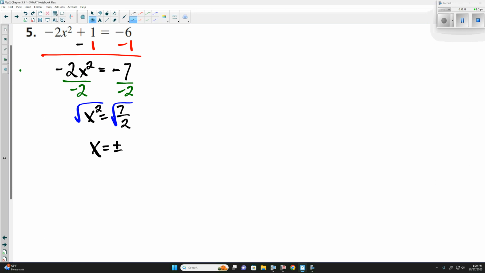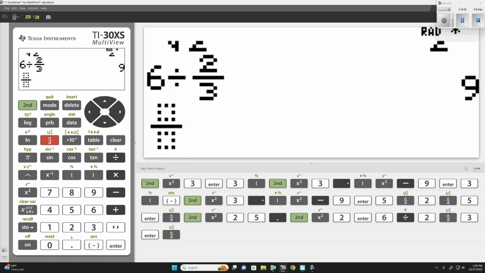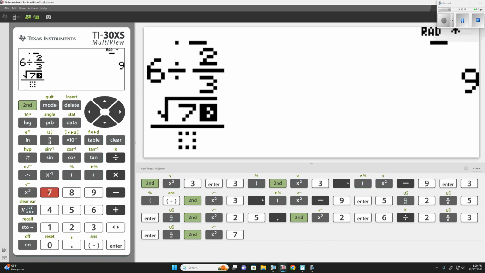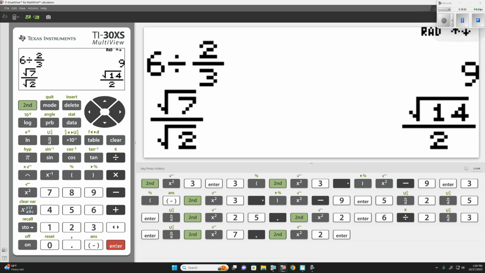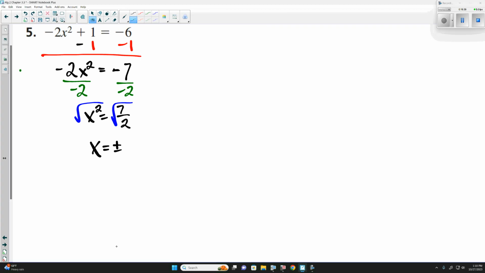It's been a while since y'all have had to rationalize a fraction, because y'all did it in Algebra 1, and that's probably the last time you've done that. But in the yellow calculator, we can do fraction, second square root 7 over second square root 2, which gives us square root of 14 over 2. It actually just stays square root of 14 over 2.